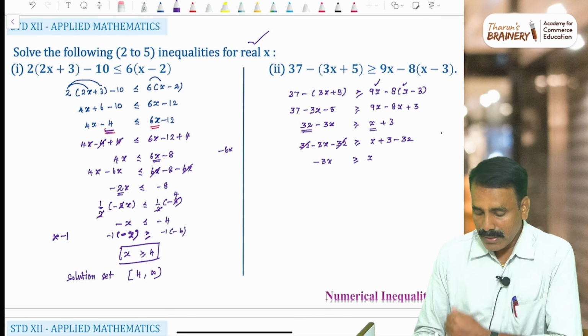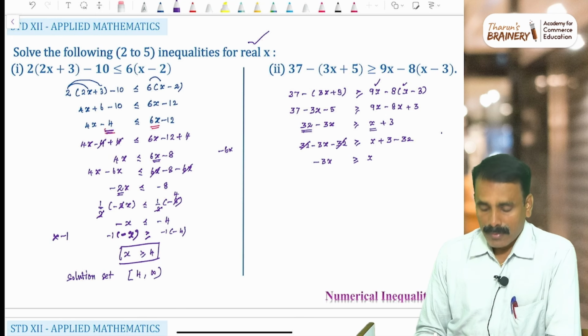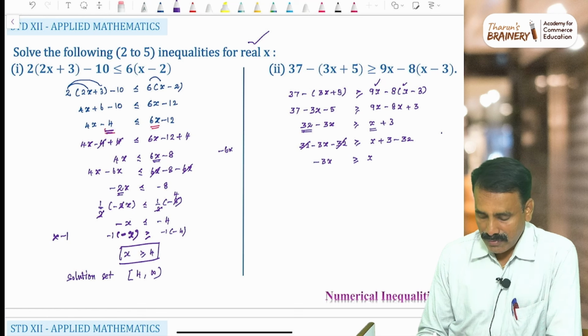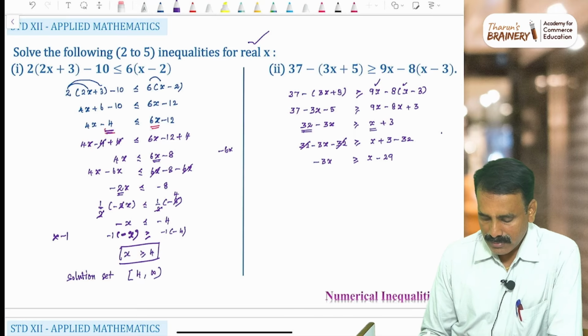So 32 is the bigger number, okay. And these two numbers are having different sign, so we have to do subtraction. So this is minus 29. Subtract 3 from 32 and put the bigger number symbol.